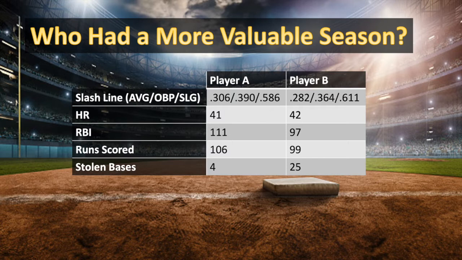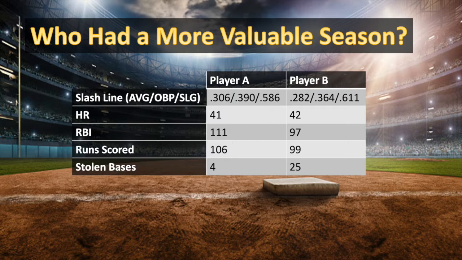Looking at the home runs, they look about even. RBIs, player A looks like he's ahead. Runs scored, player A looks to be ahead, and player B looks to be a little better athlete, a little faster with the 25 stolen bases. So, if I'm comparing this all out, the counting stats are pretty similar. I'm going to go with player A just for his better on base percentage. But I could be convinced either way, right?